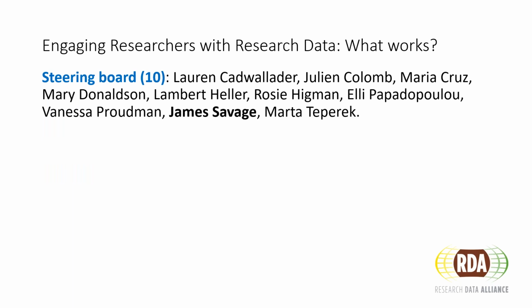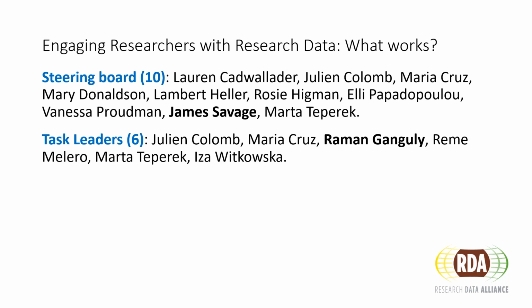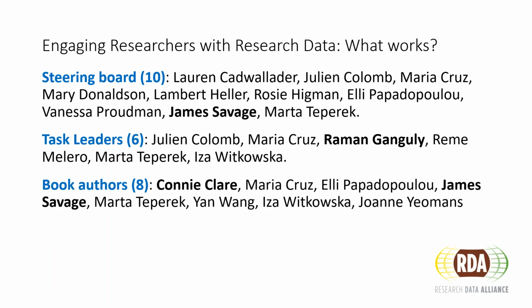To get the project going, we realized we needed a diverse team from across the world, ideally including lots of people involved with some of these research data management engagement strategies already. And we settled on, after lots of talking at the initial RDA plenary and collection of people through mailing lists and discussions and networking, a steering board of 10 who made the overall decisions for how the project was working and where it was going. We then had 6 task leaders who were organizing specific parts of the project, the data collection or the book sprinting, things like that. And then we had the 8 authors who contributed to writing and editing and publishing the final book.